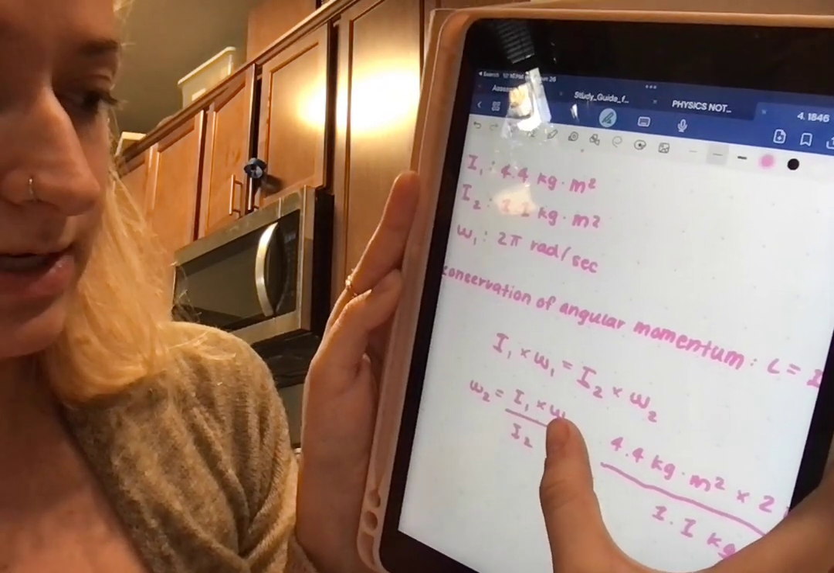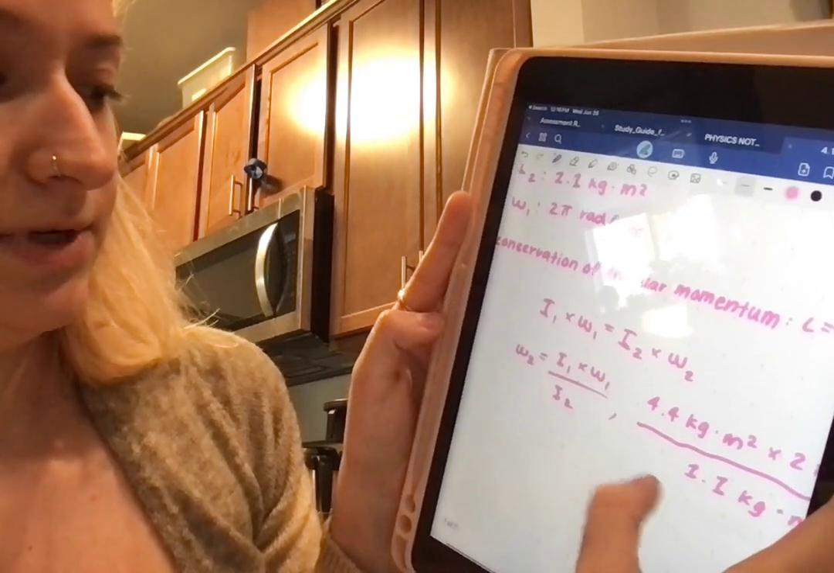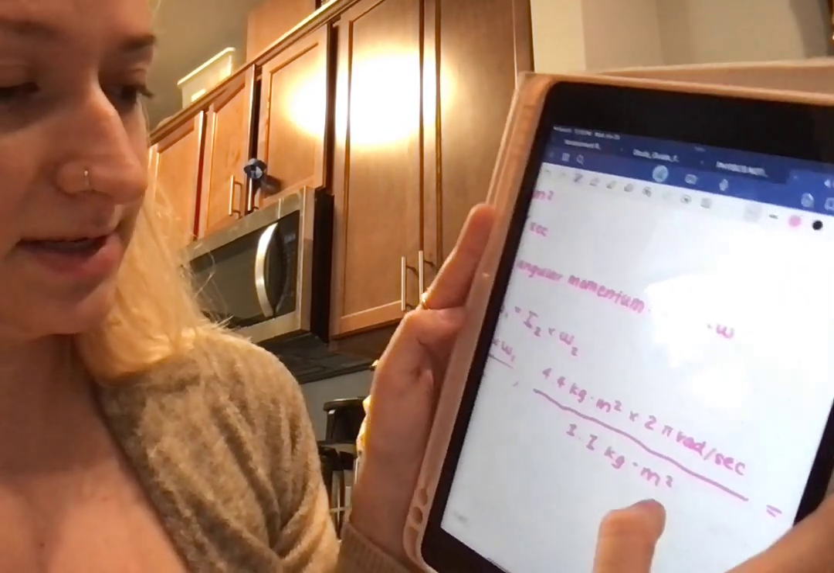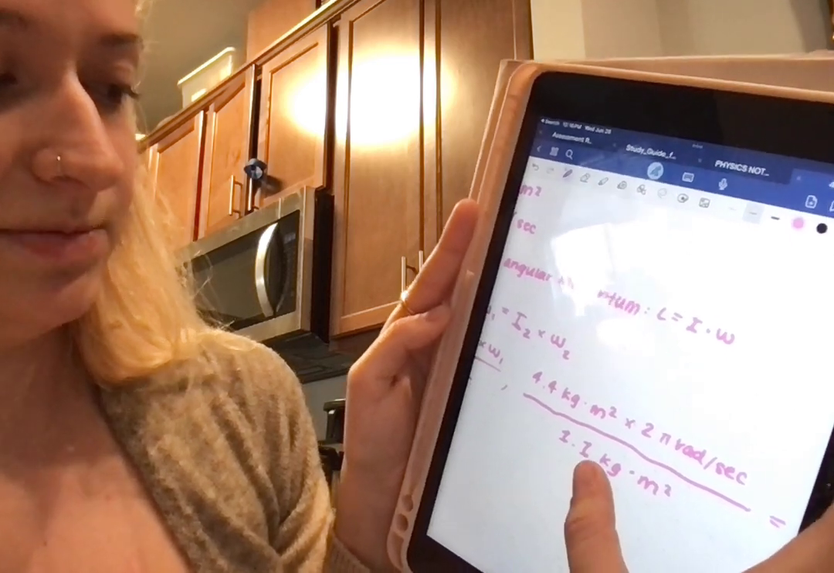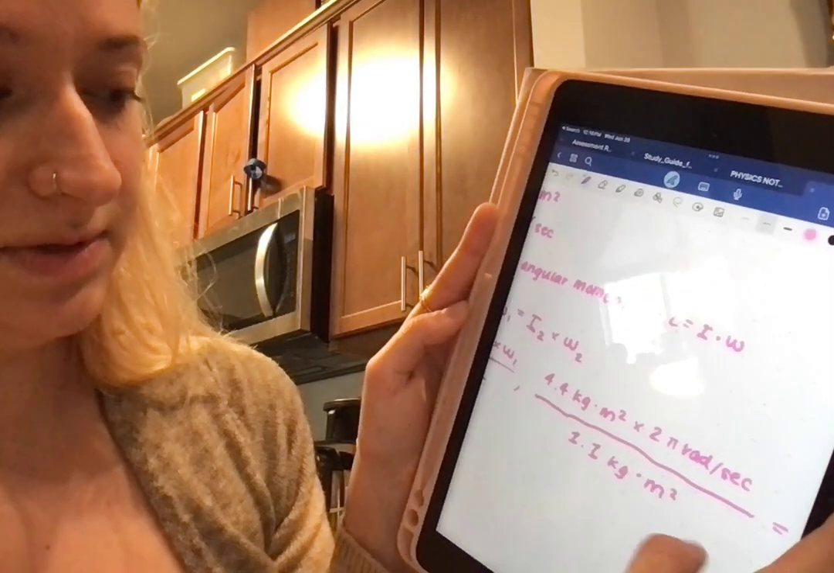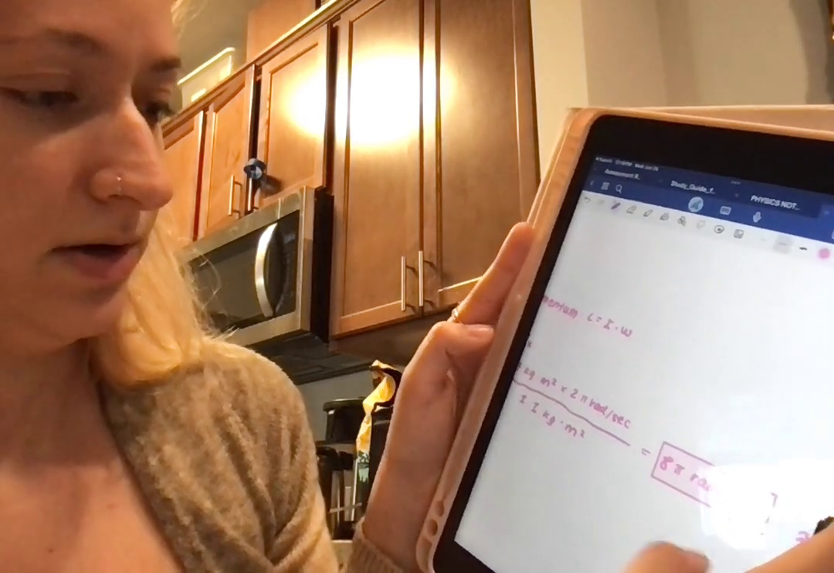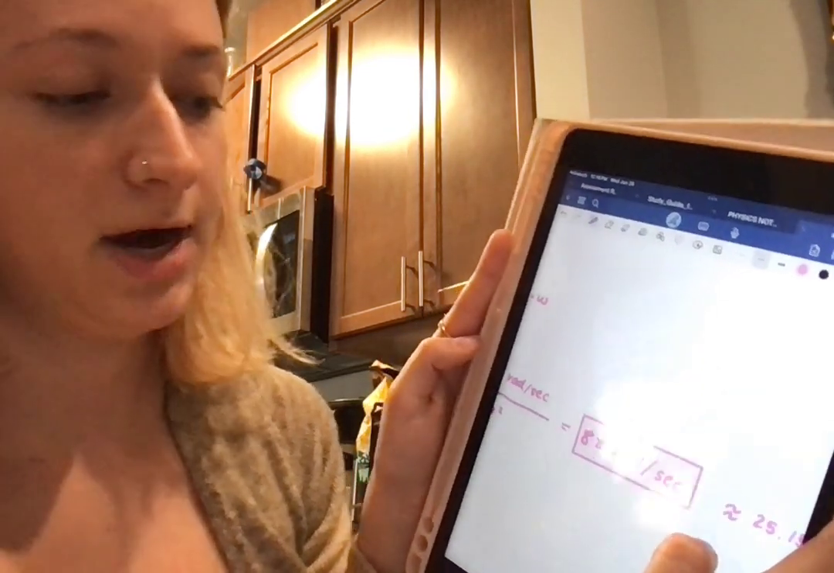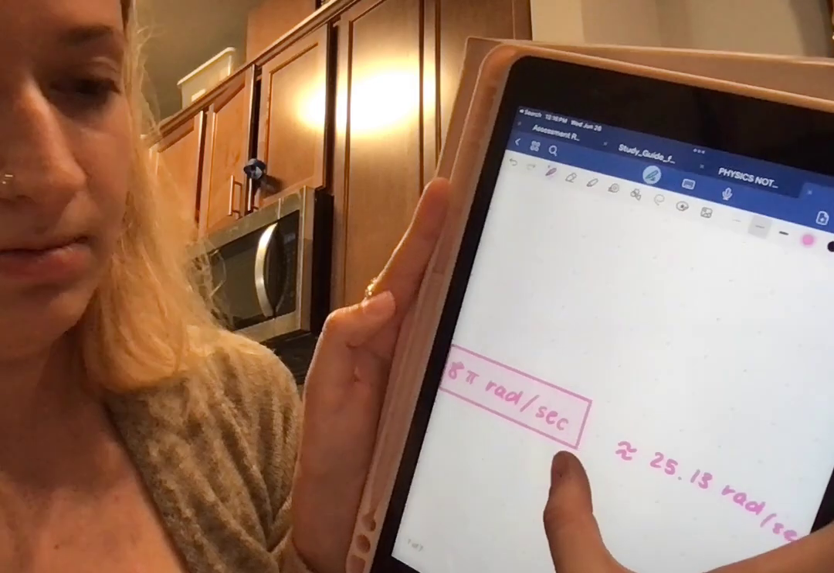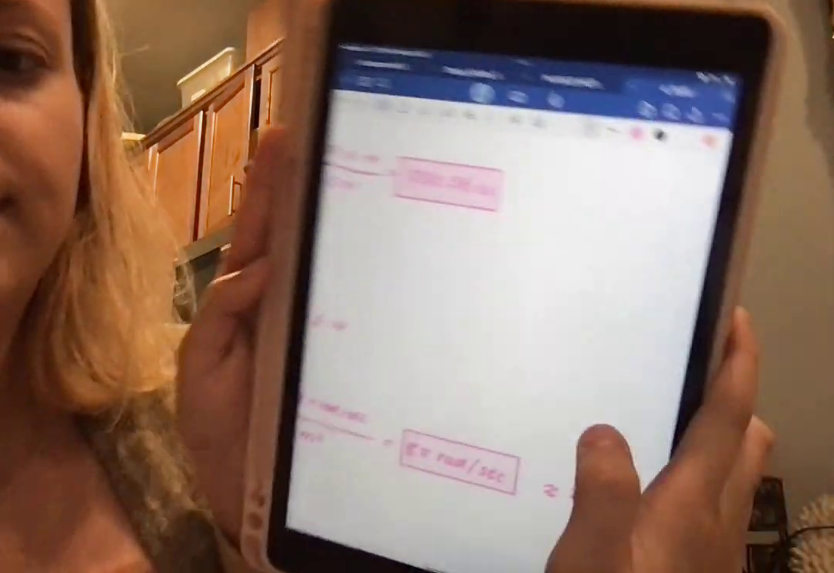This would be I1 times W1 is equal to I2 times W2. So W2 would be I1 times W1 over I2. I plugged in these values, which is 4.4 kilograms times meters squared times 2 pi rad per second over 1.1 kilograms times meters squared. And so the meters squared cancel out, and we're left with 8 pi rad per second. And if you were to do the calculation of 8 pi, it would be about 25.13 rad per second. And so these are the two final answers that I got.